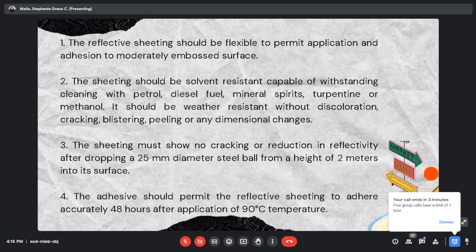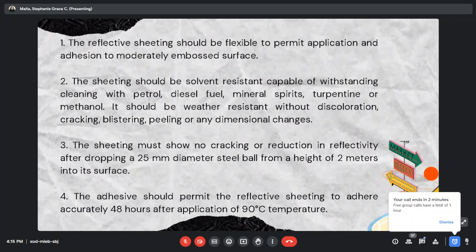So number one, the reflective sheeting. The reflective sheeting should be flexible to permit application and adhesion to moderately embossed surfaces. So this means the reflective sheeting used in informative signs should be flexible so that adhesion can be forced. Number two, the sheeting should be solvent resistant, capable of withstanding cleaning with petrol, diesel fuel, mineral spirits, turpentine or methanol. It should be weather resistant without discoloration, cracking, blistering, peeling, or any dimensional changes. So this, guys, should be able to withstand any weathering or chemicals to keep the signs intact.